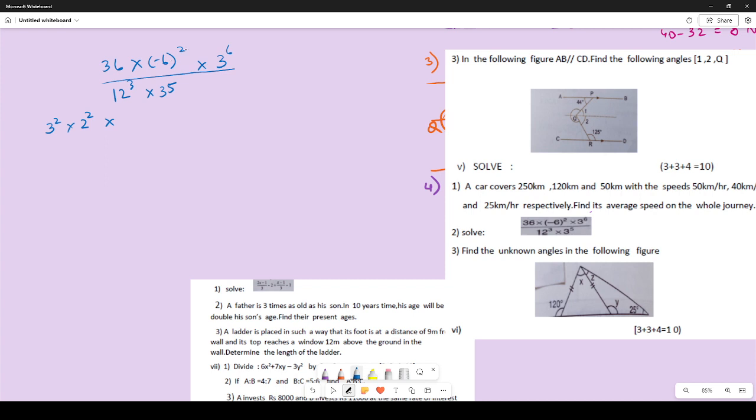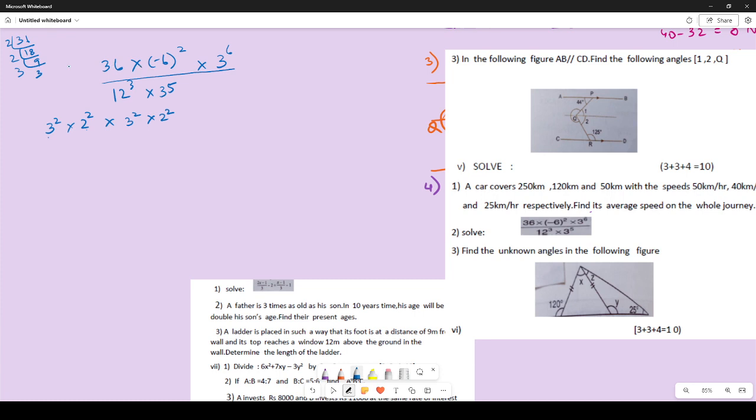Now see, minus 6 with a 2 power makes it positive, because a negative sign with an even power makes it positive. Now what is 6? 3 into 2. So again 3 square into 2 square. If you are not able to follow what I am saying, let us see. 36, you find the prime factors. So what do you get? 2, 18, 2, 9, 3, 3. So 2 square into 3 square. That is how you write 36.